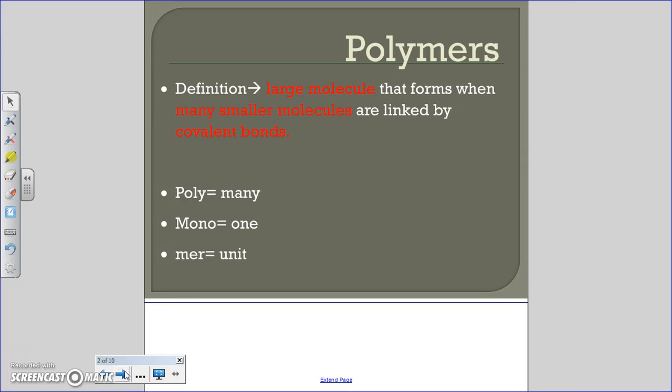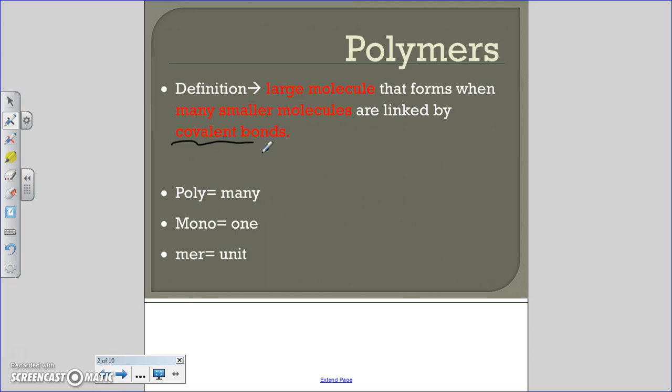First thing we need to go through is our definition of a polymer. Now, a polymer is a large molecule that forms when many smaller molecules are linked by covalent bonds. Now, covalent bond we talked about earlier on in the year, and this is sharing of electrons. Electrons being shared from one atom to another.